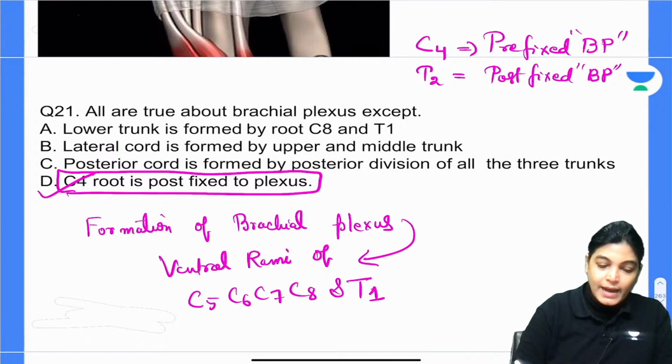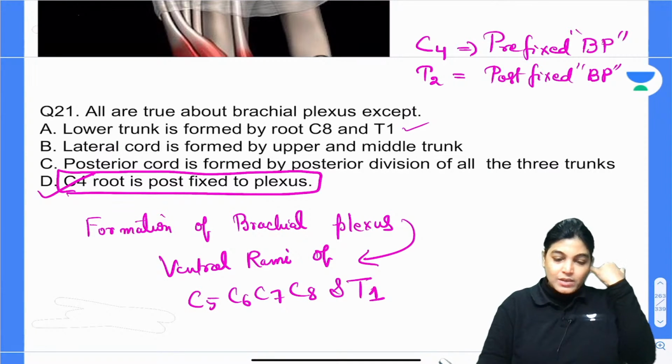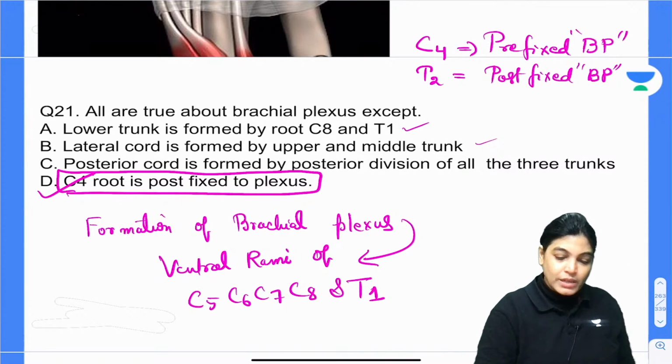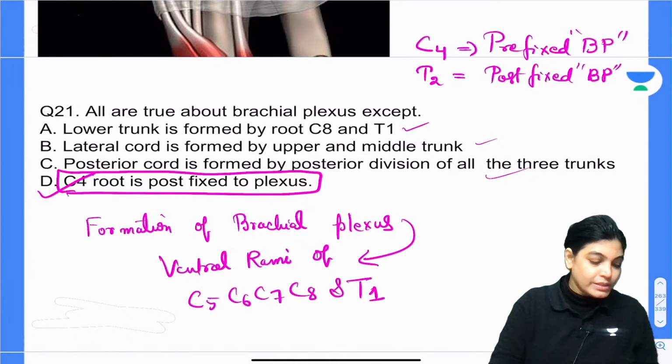Other than that, lower trunk is formed by C8 and T1 is absolutely correct. Lateral cord is formed by upper and middle trunk is absolutely correct. And yes, posterior cord is formed by posterior division of all the three trunks is absolutely correct.